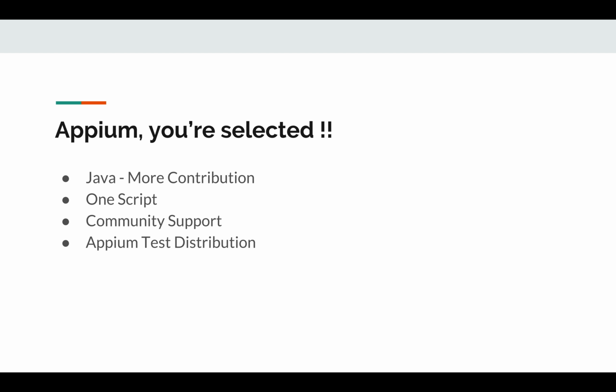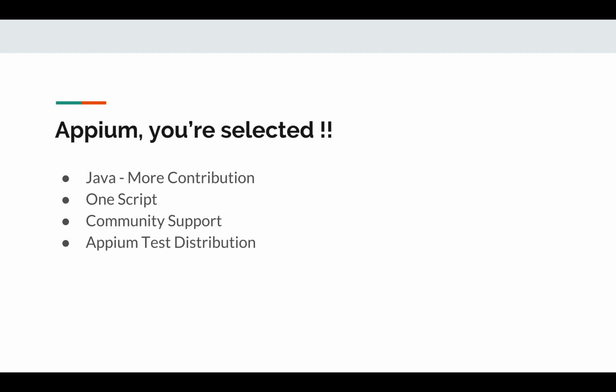There were some factors which helped us in preferring Appium over other tools. The first one is that it enables us to write test cases in Java. It encourages more contribution because we had already been writing test cases in Java using Selenium and Java for our web applications. So asking other QA members and other automation team members to write test cases for mobile automation was fairly easy.